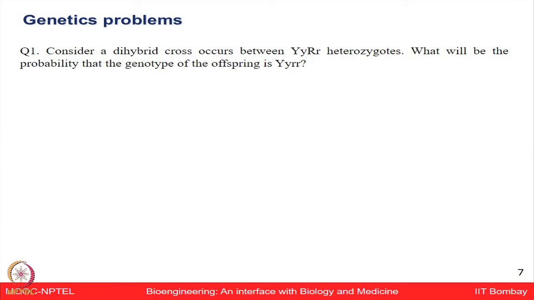Consider a dihybrid cross between capital Y small y, capital R small r heterozygotes. What will be the probability that the genotype of the offspring is capital Y small y, small r small r?